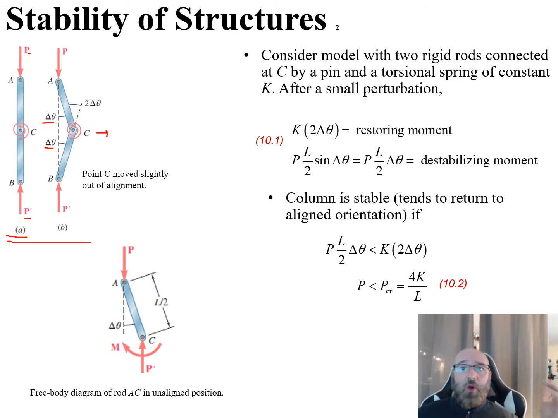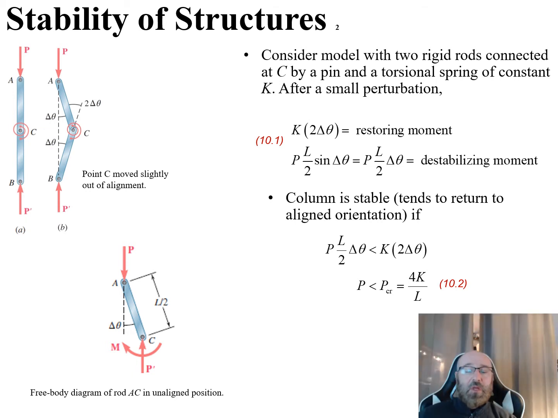So the question is, will the system return to its original equilibrium position, or will it move further away? In the first case, if it returns to its equilibrium position, then it's said to be stable. Now, if it moves further away, then it's said to be unstable. So then the next obvious question is, how do we determine whether or not this two-rod system is stable or unstable? We can take a look and consider some of the forces acting on the rod.